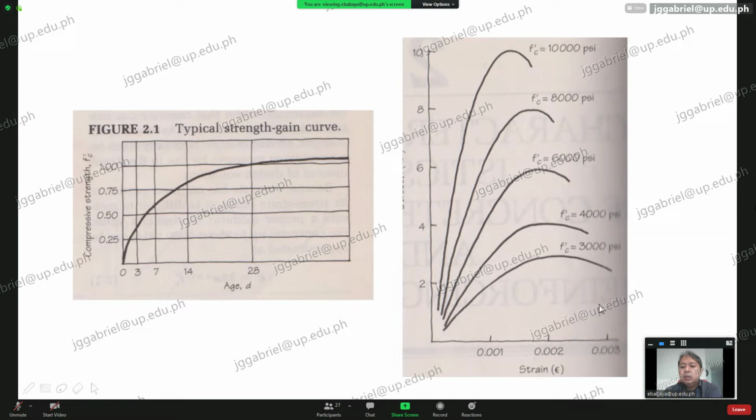So when we design beams, we will always mention this 0.003 as the strain at failure. So this is our basis.